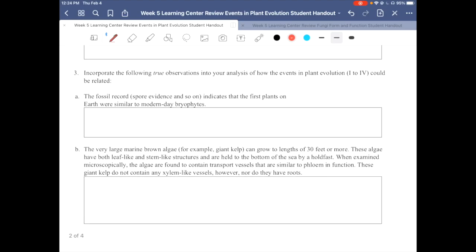Okay, next, what we're going to be doing is using the statements that they're giving us and incorporating that into our analysis that we just did of what came first and what came second. So the first part says fossil records, spore evidence, and so on indicates that the first plants on Earth were similar to modern day bryophytes.